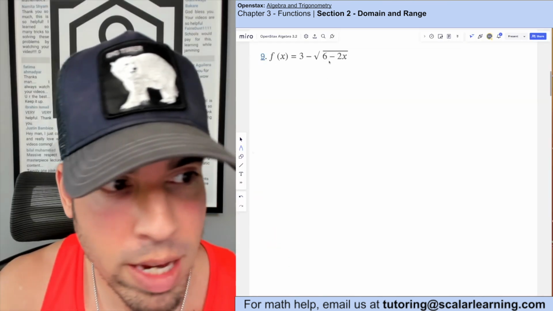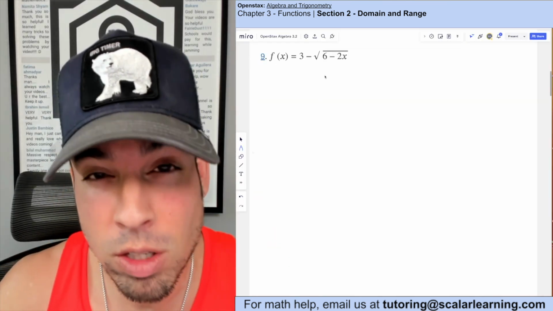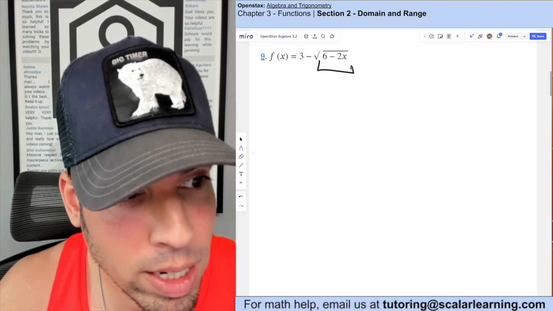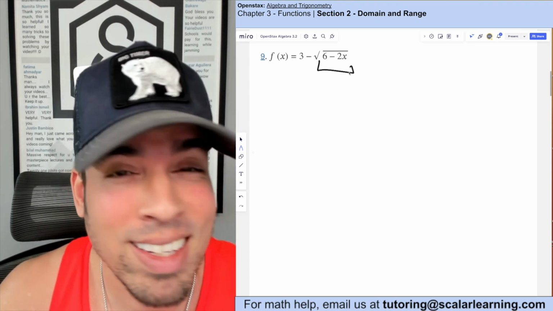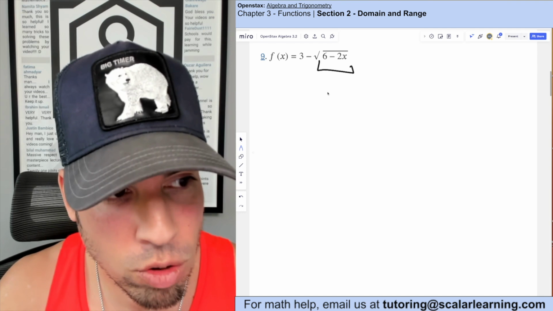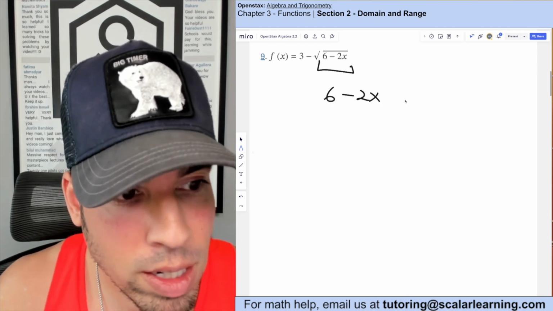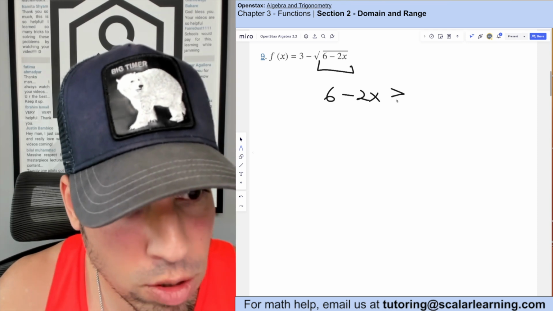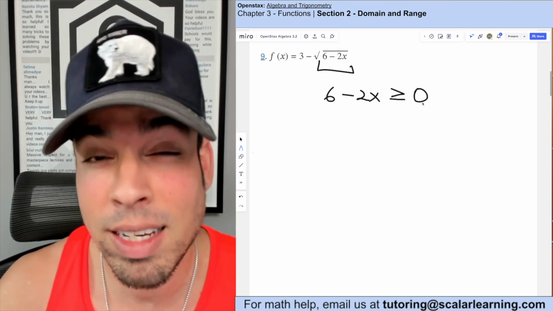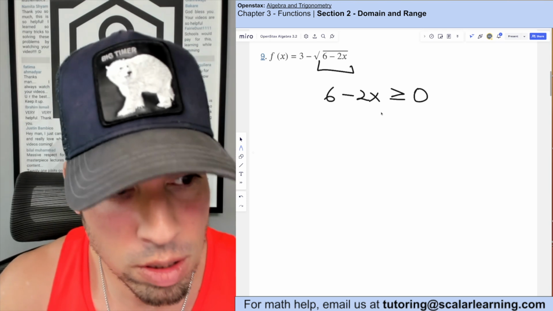For this function, we have a square root. So once again, we know that when we're taking a square root, the value inside the radical cannot be negative. Otherwise, we're going to go into imaginary number territory. So the way we represent that is the value inside the radical must be greater than or equal to 0. Again, it can be 0. That's fine because square root of 0 is 0.